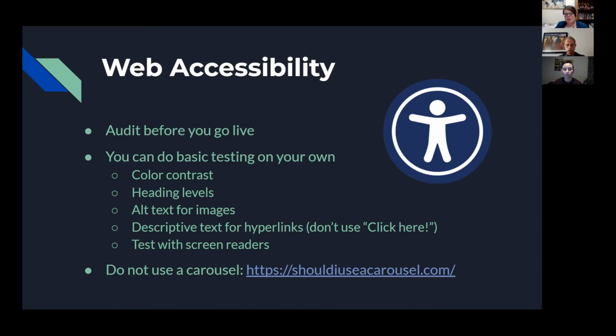And another thing that we discovered is that carousels on a website, like rotating images, are not accessible. And we originally had one on our homepage. And this link is just a little link that takes you through some reasons why you shouldn't use one. And we ended up getting rid of ours. So we still have a nice big image on our homepage, but it's no longer a rotating image, it's just static, because rotating images are not accessible and accessibility is important to us.